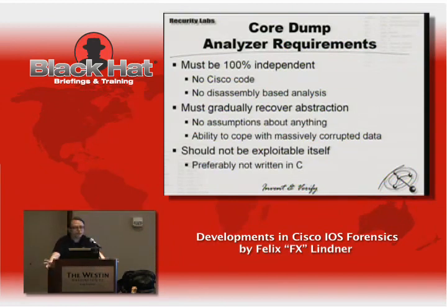And then we must gradually recover all the abstractions. So we get a flat memory core dump, and we have to get all the data structures back and see what iOS was about to do and what it messed up. We should not make any assumptions, and we should be able to cope with massively corrupted data, because that's what happens when people overflow your buffers. And then again, it's silly to say it, but I've seen so many forensic tool sets and other stuff written in C and being as vulnerable as the stuff they're trying to investigate. So preferably, we're not writing this in C and we're not shooting ourselves in the foot with a nuclear warhead.